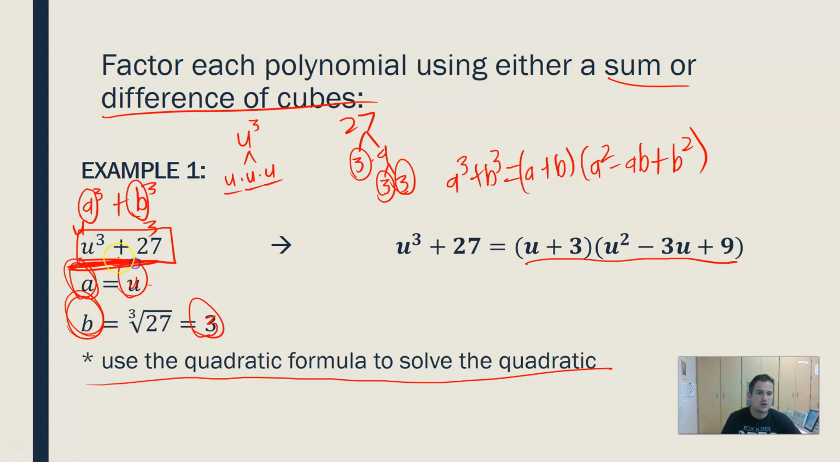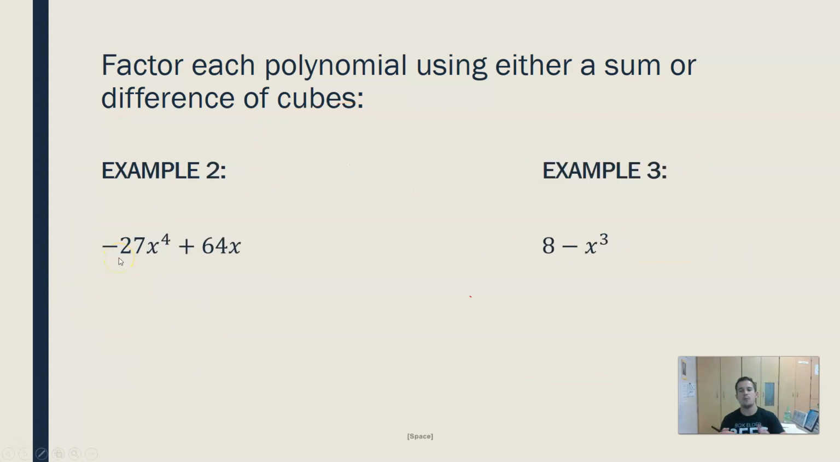So that one was pretty straightforward. Let's look at another couple of examples that might look a little bit different. So here I have the example negative 27x to the fourth plus 64x. First thing I want to see, I need to get this into a form of either a cubed plus b cubed or a cubed minus b cubed. And we typically want the x cubed, the variable part, first.